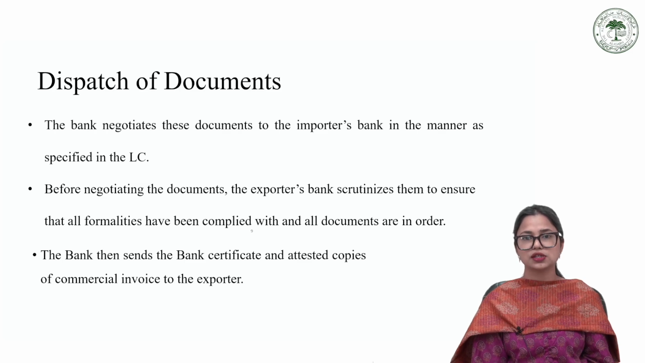The bank negotiates these documents to the importer's bank, and this negotiation must happen according to the manner specified in the original letter of credit. Before negotiating these documents, the exporter's bank checks them to ensure that all formalities have been complied with and all documents are in order. Once the bank is fully satisfied with the accuracy of the documents, the bank sends the bank certificate and attested copies of the commercial invoice to the exporter.